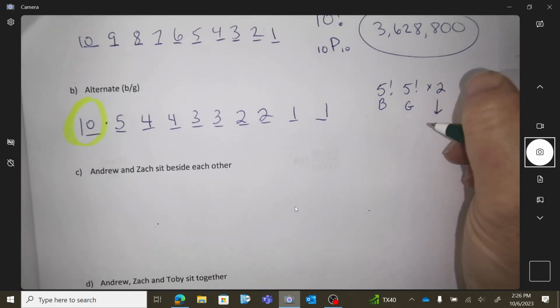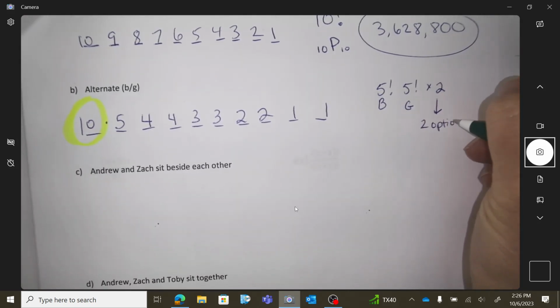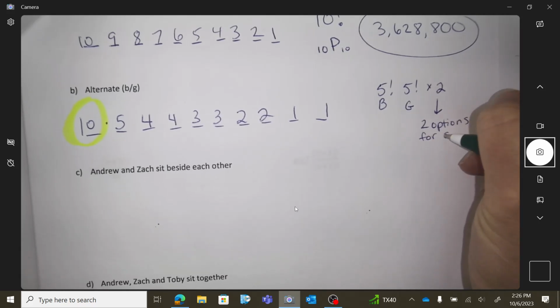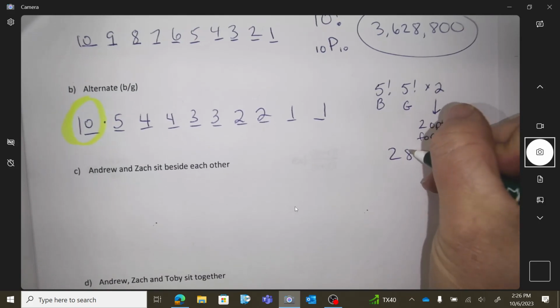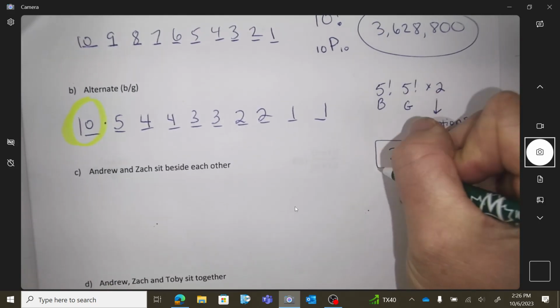Because 2 options for the start. I could have started my arrangement with a boy, I could have started with a girl. So that's why the whole process got doubled. So if you want to practice that typing, I'm going to show you what the number is and you can look to see if it's the same.